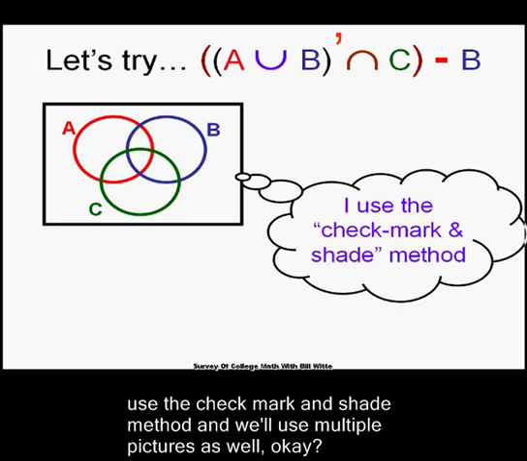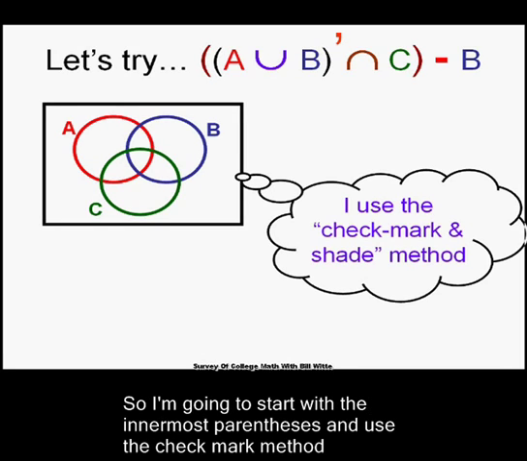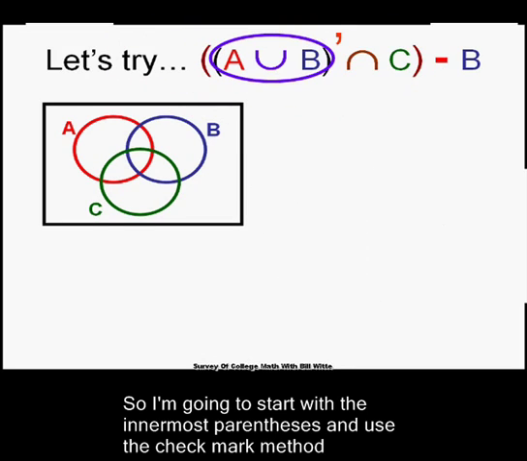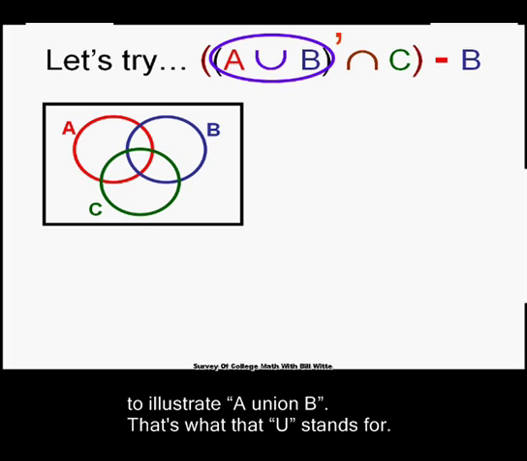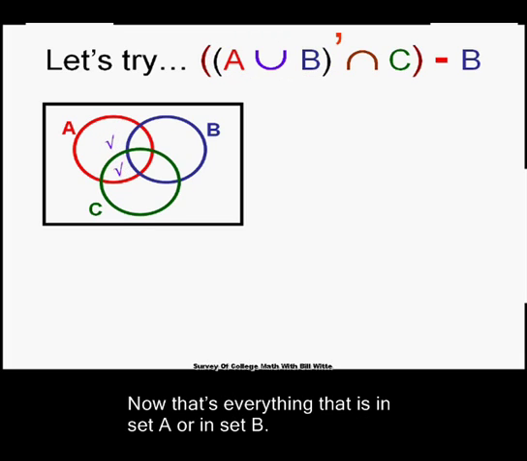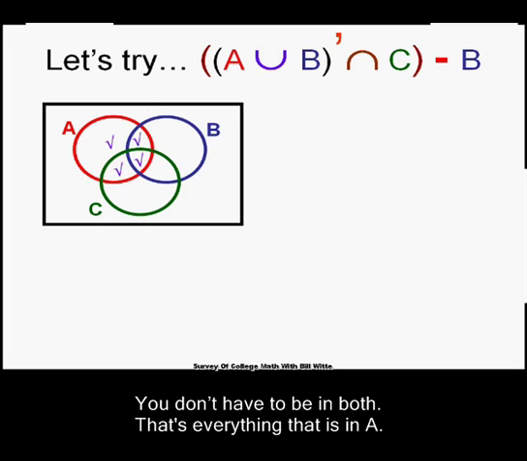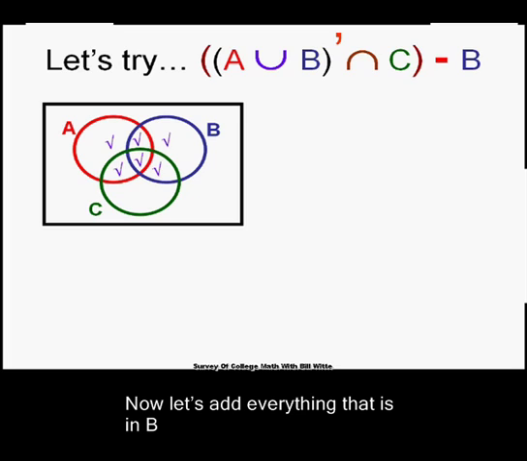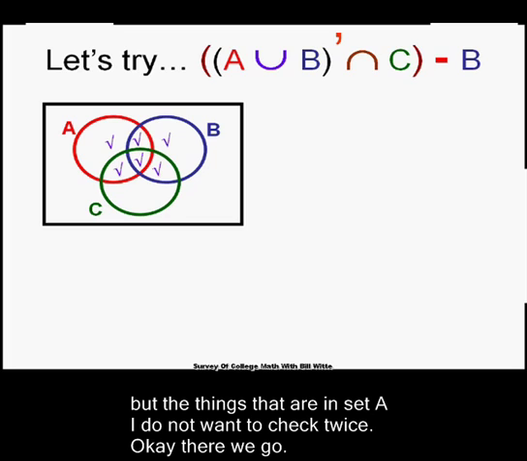Oh yeah, I had that check mark and shade method and multiple picture method. Okay? So I'm going to start with the innermost parentheses and use the check mark method to do A unioned with B. That's what that U stands for, unioned with B. And that's everything that's in A or in B. You don't have to be in both. Okay, that's everything that's in A. Now let's add everything that's in B, but the things that are in A I don't want to do twice. Okay, there we go. That's A unioned with B.